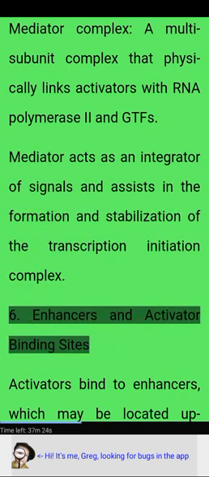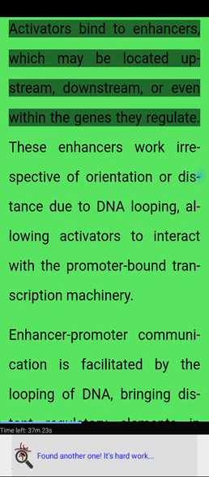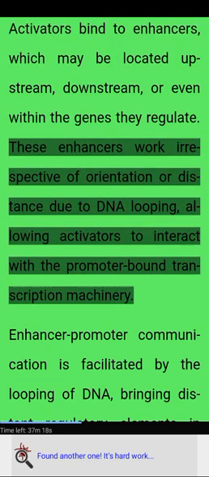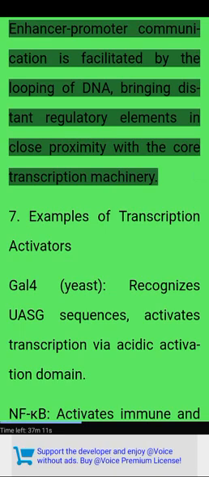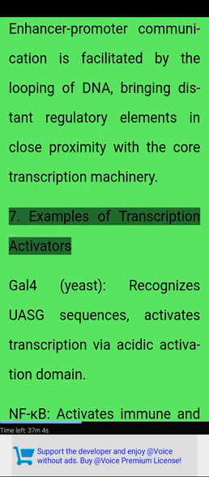6. Enhancers and activator binding sites. Activators bind to enhancers, which may be located upstream, downstream, or even within the genes they regulate. These enhancers work irrespective of orientation or distance due to DNA looping, allowing activators to interact with the promoter-bound transcription machinery. Enhancer-promoter communication is facilitated by the looping of DNA, bringing distant regulatory elements in close proximity with the core transcription machinery.